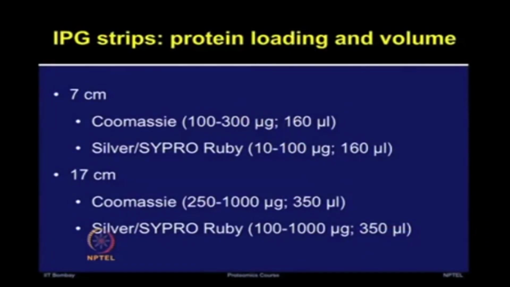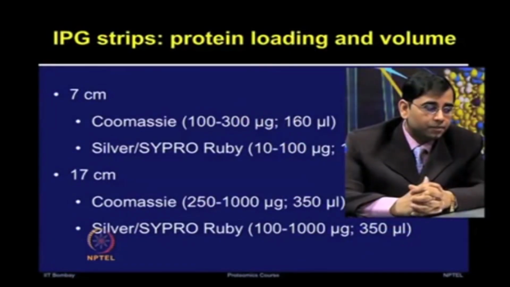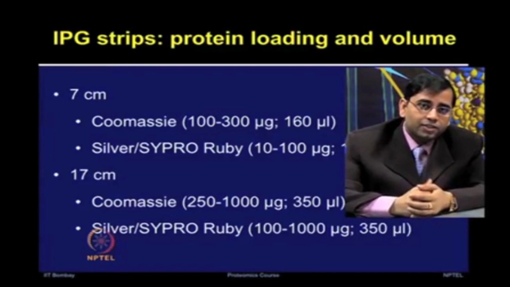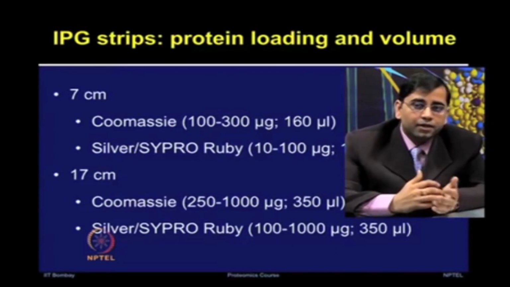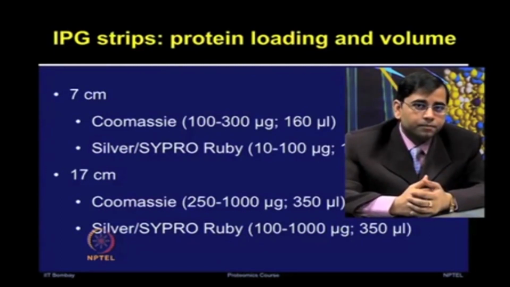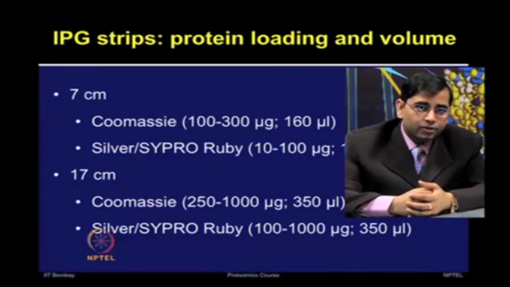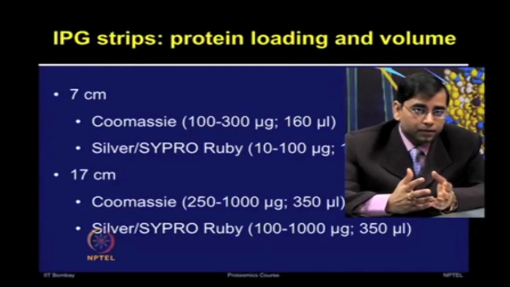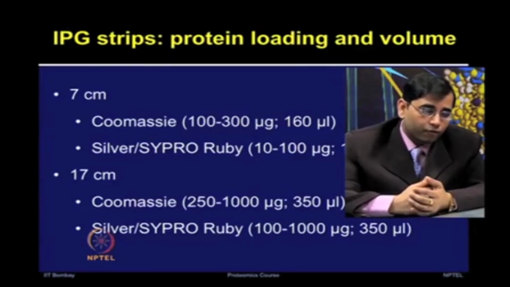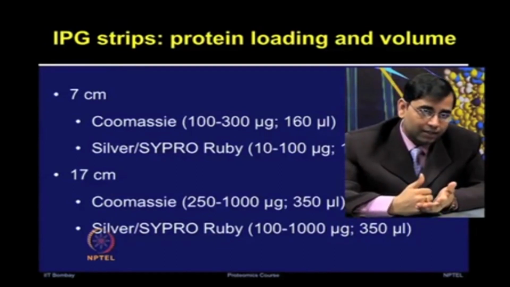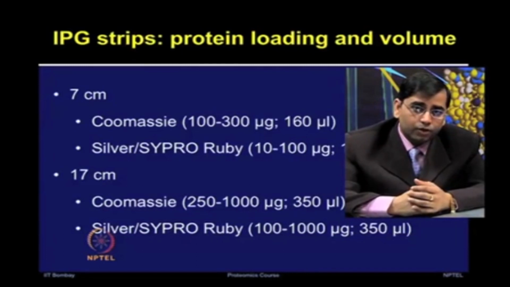These are some recommendations for how much protein one should load on the IPG strips. For example, if you have a small strip like 7 centimeter length, you can apply between 100 to 300 microgram of protein, and maximum volume could be 150 to 160 microliters. Usually, Coomassie stain is a good choice, and if you have Coomassie stain, you can stain that with this much protein. If your protein sample is having very less amount of protein, for example 10 to 100 microgram, at that time you have to apply the sensitive stains such as silver or Sypro Ruby.